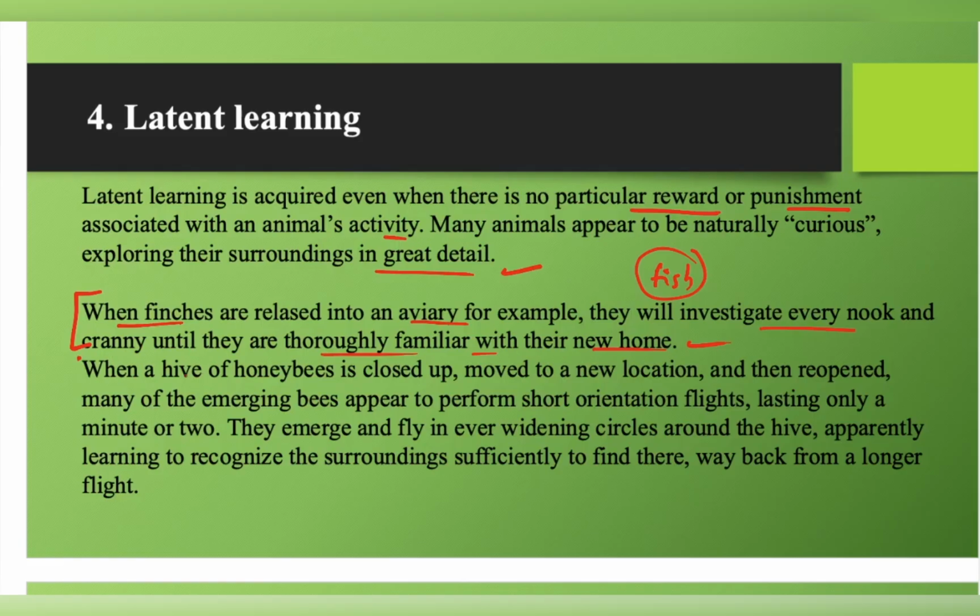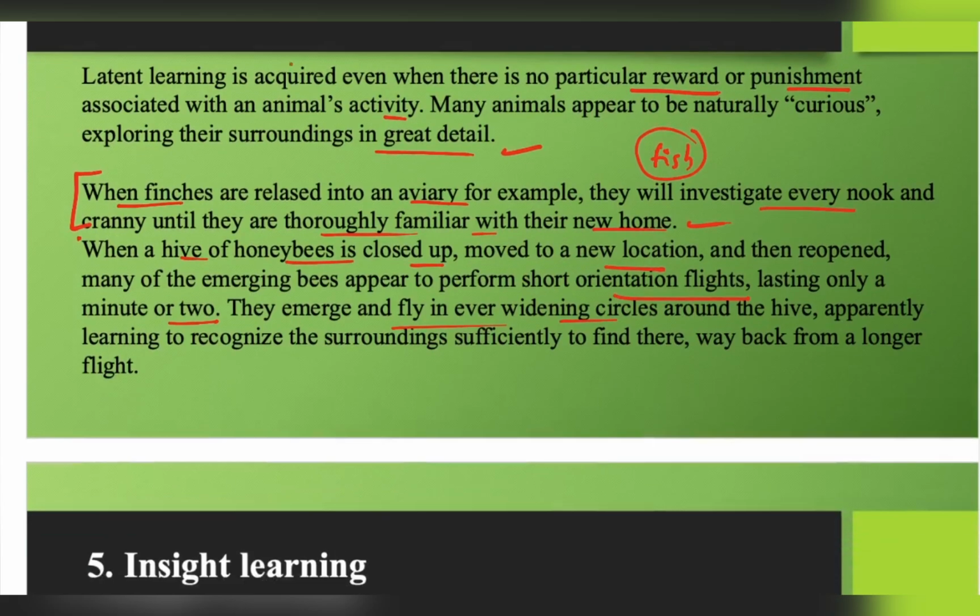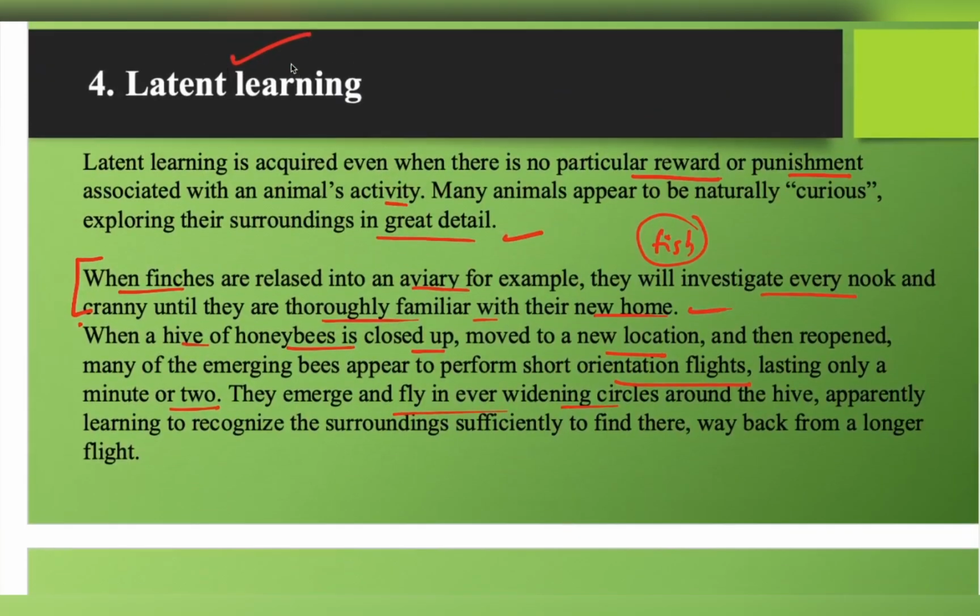Another example is when a hive of honeybees is closed up and moved to a new location, then reopened. Many of the emerging bees appear to perform short orientation flights lasting only a minute or two, and they fly in ever widening circles around the hive and learn to recognize their surroundings. So this is latent learning. They are understanding the surroundings of their new home, right? This is not associated with reward or punishment, just curiosity.